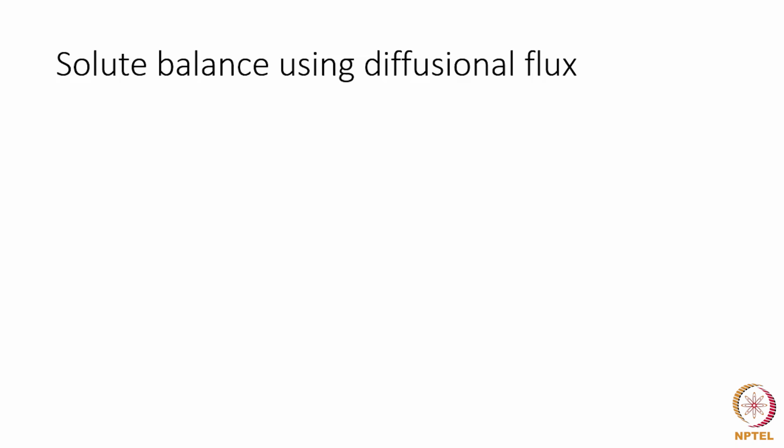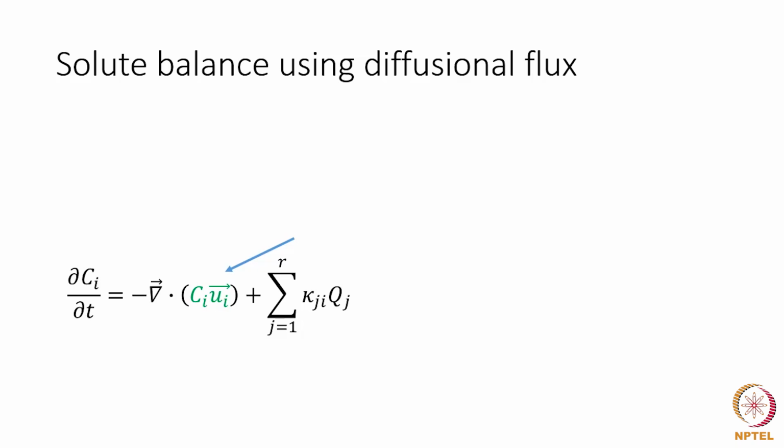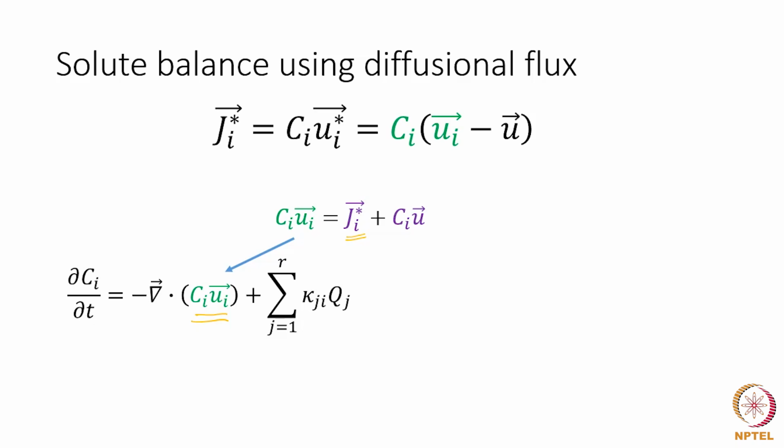Now let us look at the solute balance and introduce the diffusional flux into that. The equation that we used for the solute balance is written here as it is, but we now want to substitute in the new quantity that we brought about, basically the diffusional flux. We have taken the diffusional flux to the right hand side, and you can see that it is coming as a sum. Naturally, Ji star plus Ci u is nothing but Ci ui. So we have used the definition of the diffusional flux for the term Ci ui, and we are substituting that into the species balance equation for a species i.